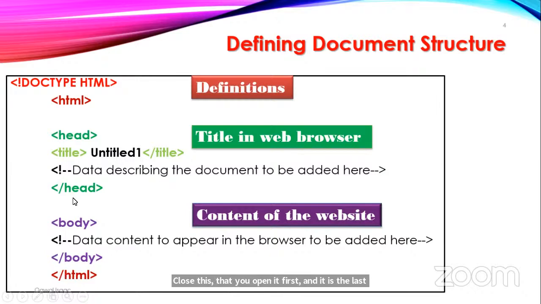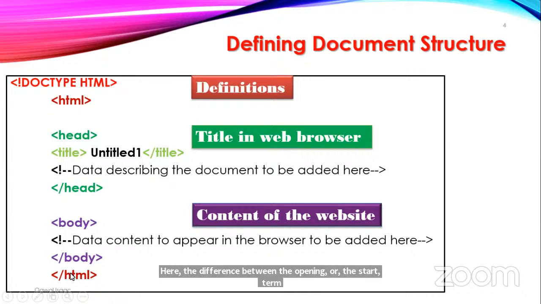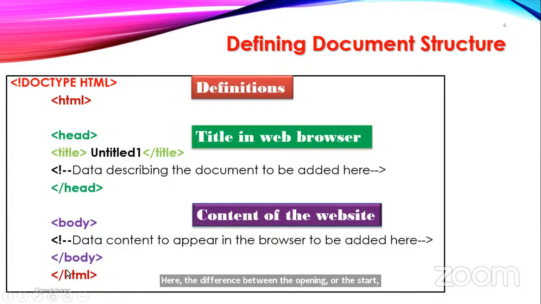The difference between the opening or start tag and the end tag is that the end tag has this slash here, the forward slash. So you've opened, so you have to make sure you close. You are now informing your browser that this brings us to the end of our HTML document. That is the meaning of this tag.